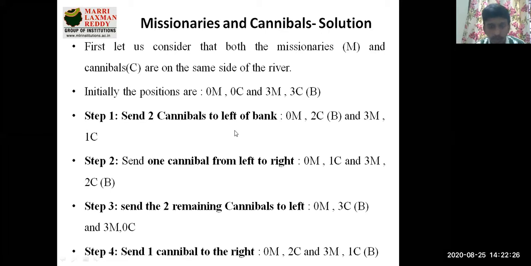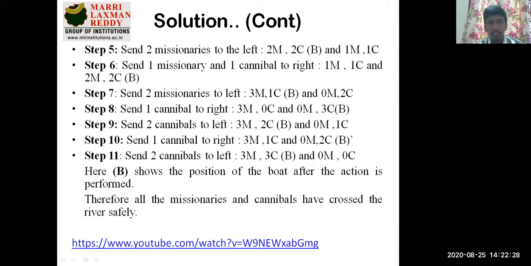So we'll move on to step five. In step five, we'll be sending two missionaries again to the left, because we already have cannibals left over on the left side. So now we are left with two missionaries, two cannibals on the left side. That is the equivalence. So cannibals are not overcoming the missionaries here. And on the right side, you are having one missionary and one cannibal, right?